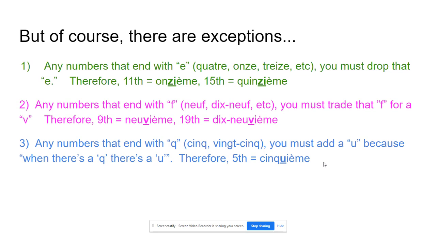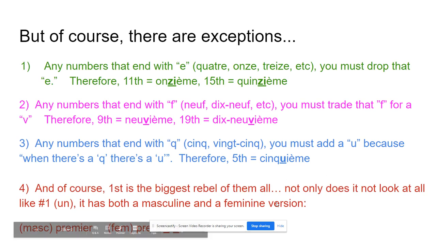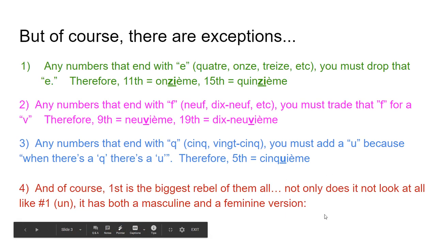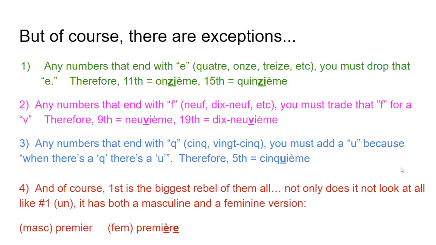And then the biggest rebel of them all is our number 1. Okay, why? Let me hide this here. It is the biggest rebel because not only does the ordinal number not look like number 1 whatsoever, it has both a masculine and a feminine version. So you see masculine is premier, and then the feminine version is première because you get into that E consonant E rule. So we have to add an accent grave on the E, and then add an E at the end to make it feminine.